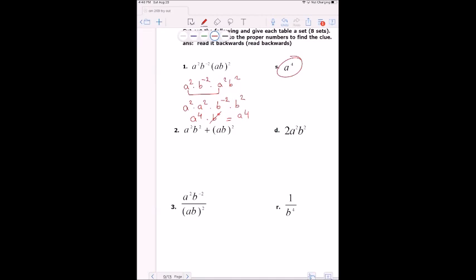The next one, a squared b squared plus a squared b squared. They are two of the same thing, 2a squared b squared. So the answer is given here. And here, a squared b to the power of -2 over a squared b squared. So a squared simplified. The answer is b to the power of -2 minus 2, which is b to the power of -4. So it is exactly 1 over b to the power of 4, right? Good.